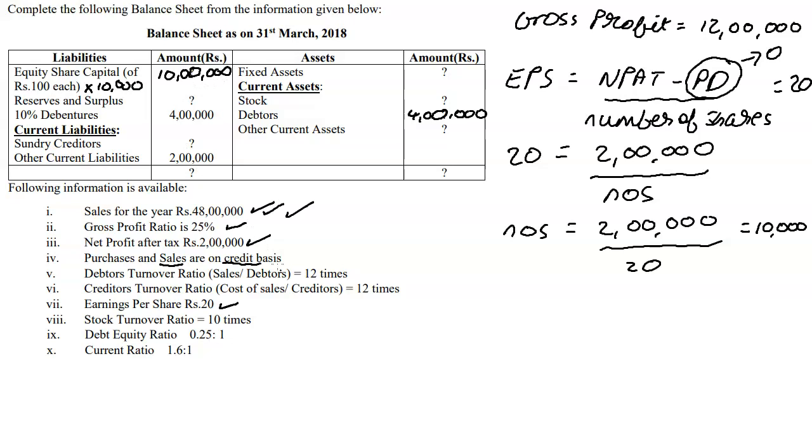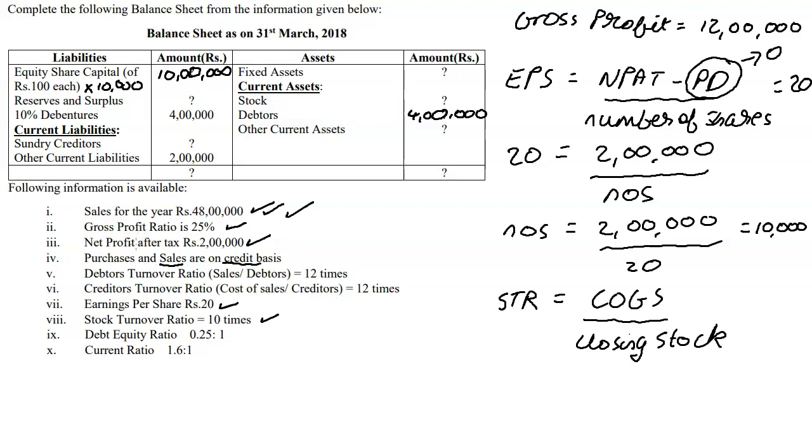Going forward, we've been told that the stock turnover ratio is 10 times. And remember, stock turnover ratio is equal to cost of goods sold upon closing stock. Alright, this is a solution set for Mumbai University. Other universities, boards may use average stock in the denominator. Anyway, I have closing stock with me.